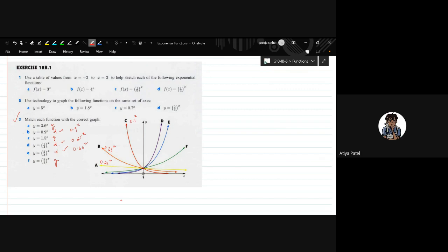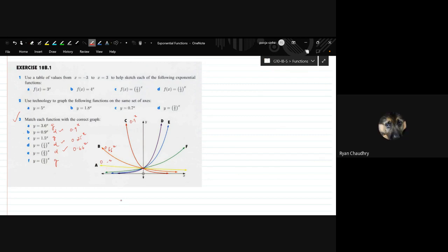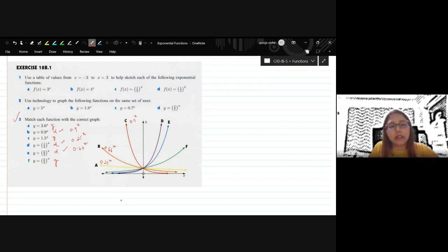Now, what do you observe about the pattern here? The smaller the number, the steeper the graph. Kind of, it gets closer to the y-axis. But the greater the number is, going towards 1, the graph is going up and up and up. Right? Okay. Now let's check.